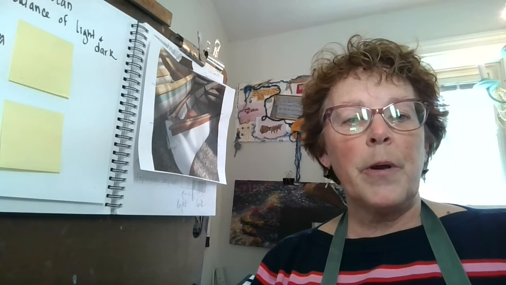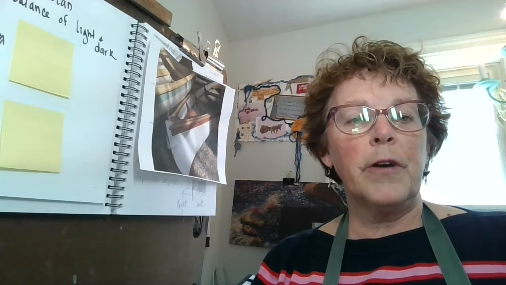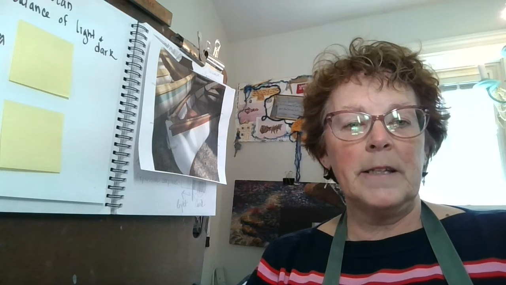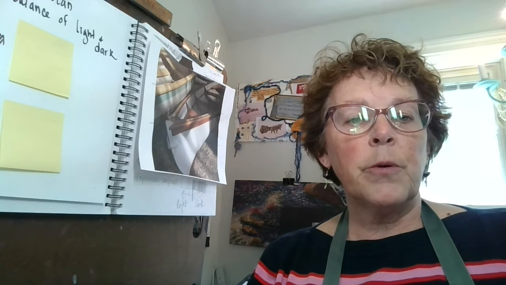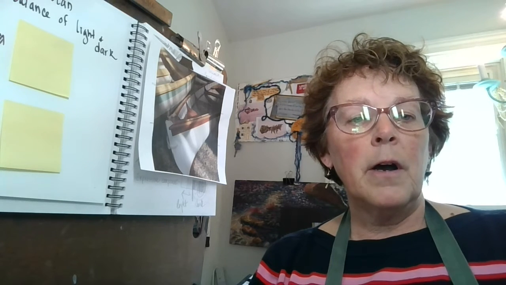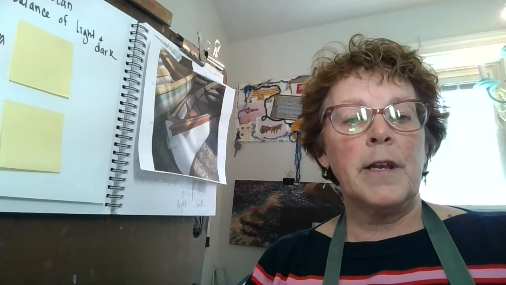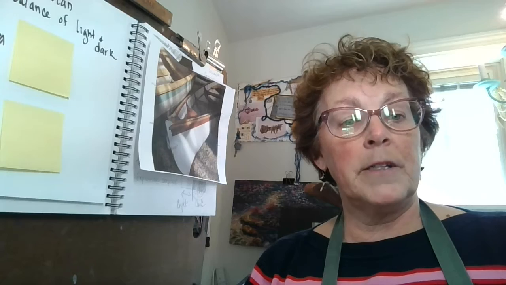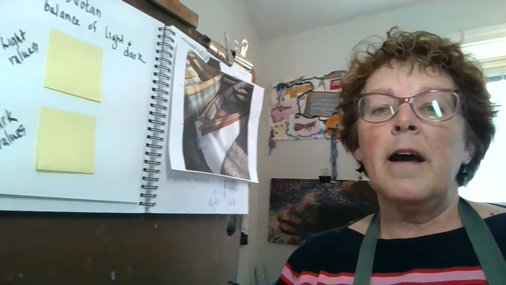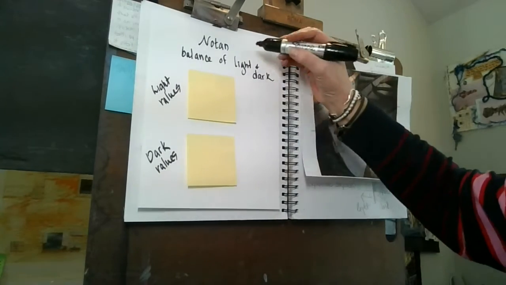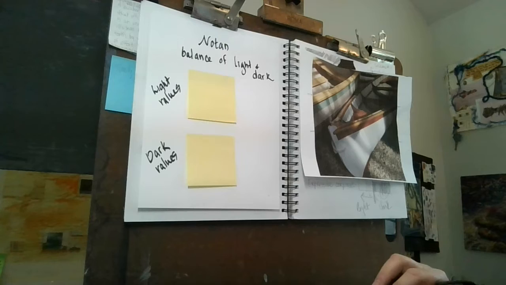Today's lesson is going to follow along with the series that I'm doing on the use of values in your painting. I will be showing you how to set up a notan and the importance of a notan in establishing the amount of light and dark that actually appears in your painting. I have set up a little quick explanation. Notan is a Japanese word. It means the balance of light and dark.